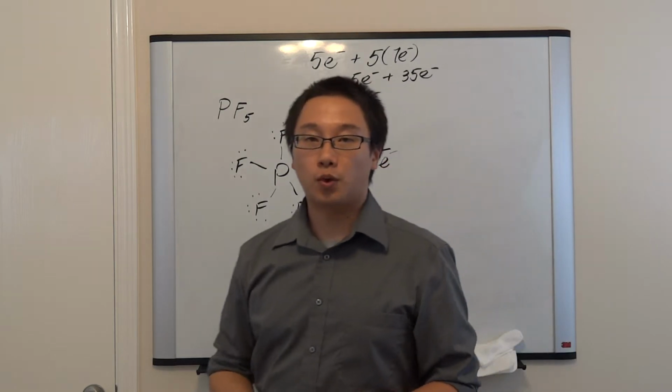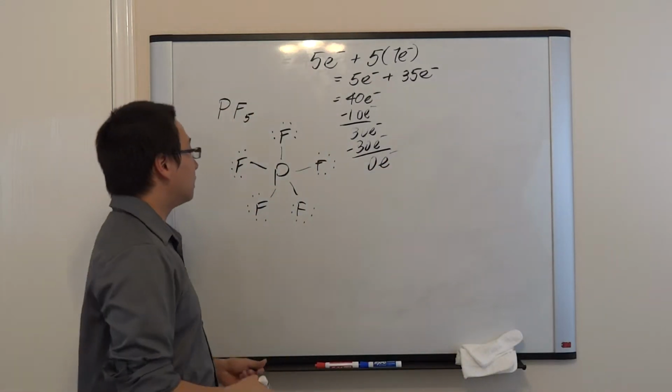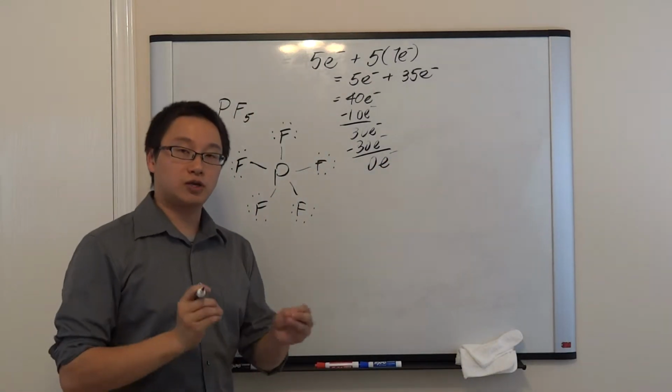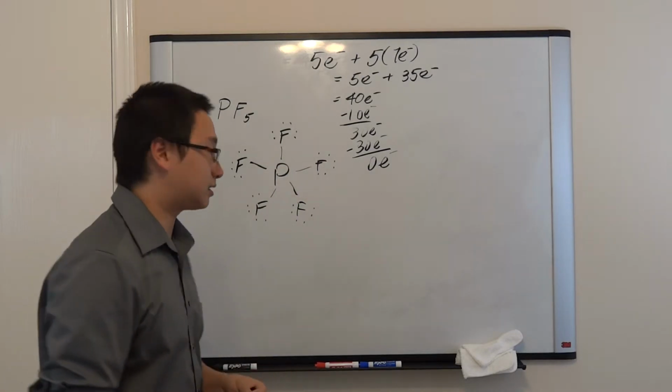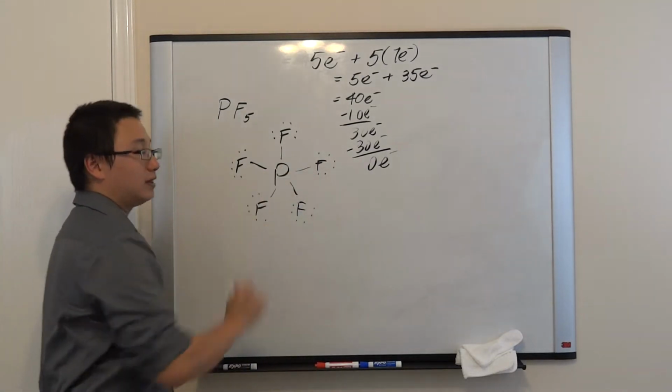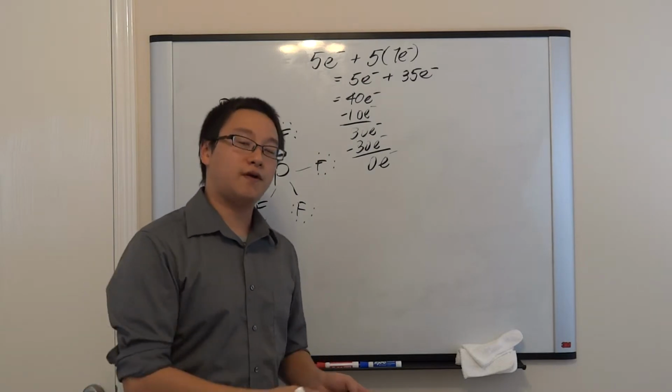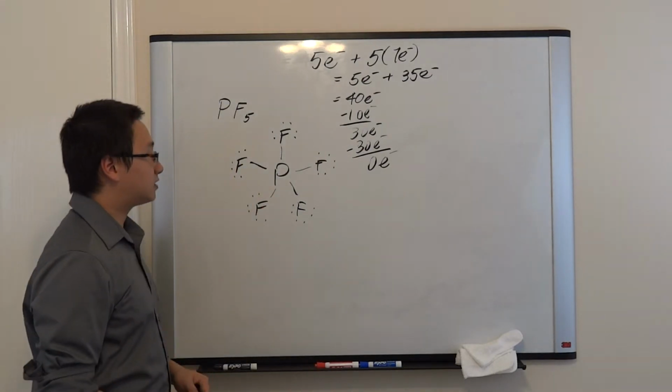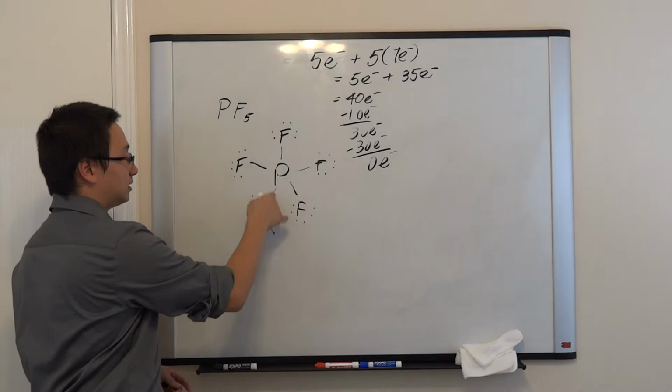So now, what do we do with this? We check to make sure each atom is an octet. Each fluorine is an octet. Now look at the phosphorus. If you look at phosphorus, it has 2, 4, 6, 8, 10.